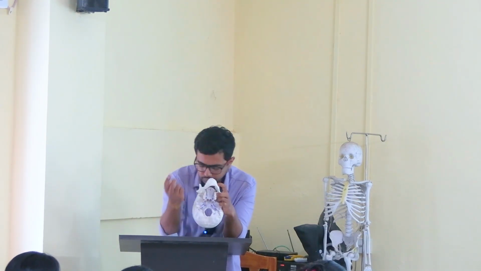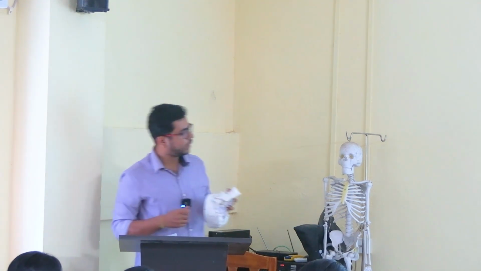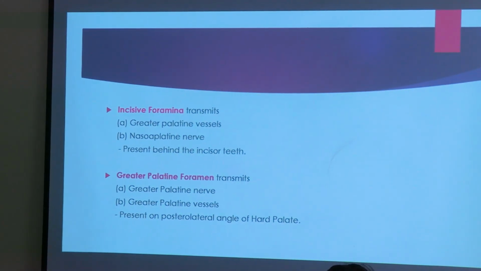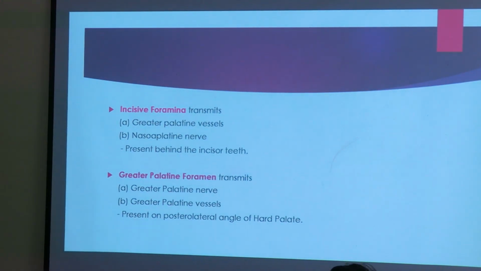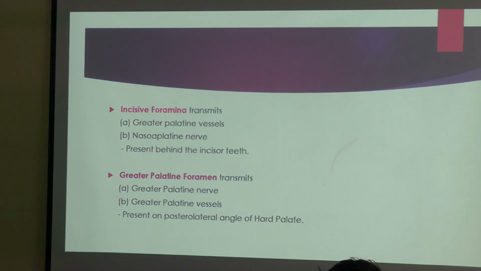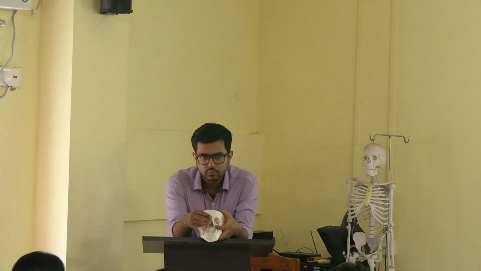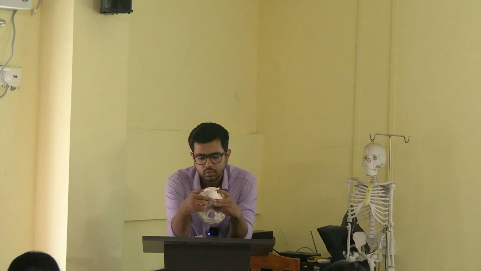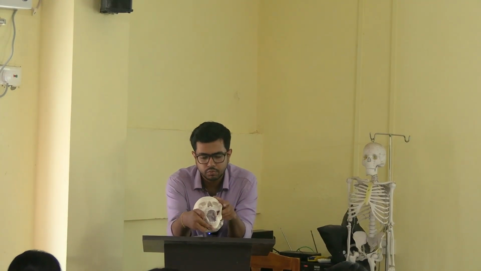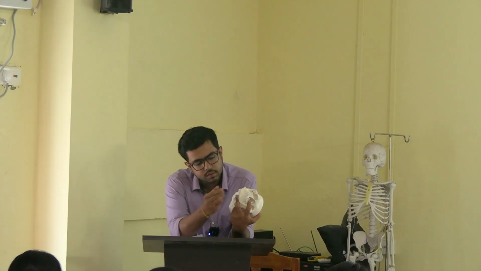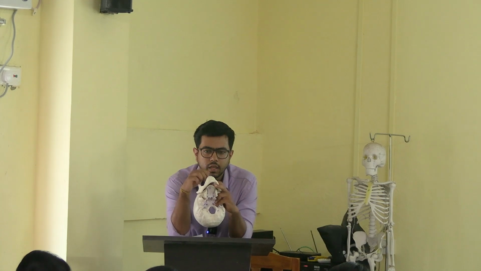Okay, now your task will be to write these both. Okay, write both of these. I'll tell you about these things. Okay, incisive foramen and greater palatine foramen. Write this down first. If you can see, this is the nasal cavity. Okay, this is the oral cavity. So this incisive foramen is a connection between this nasal cavity here and the oral cavity here.